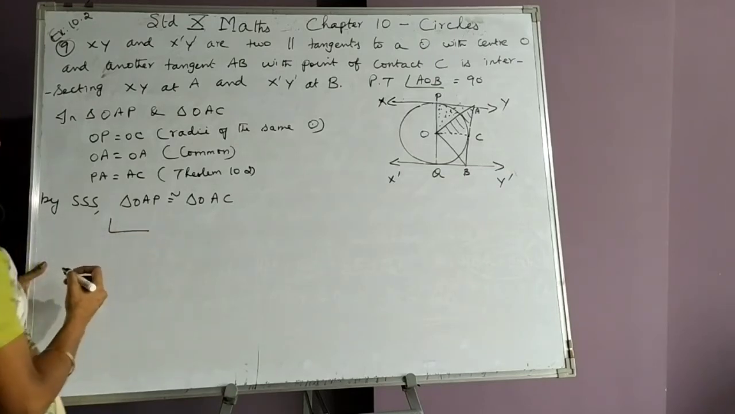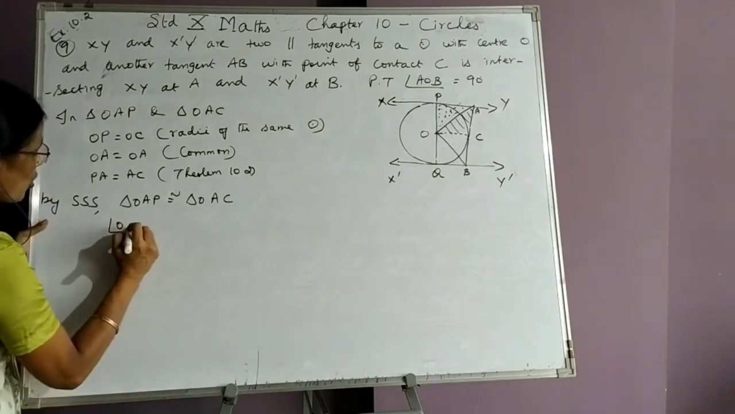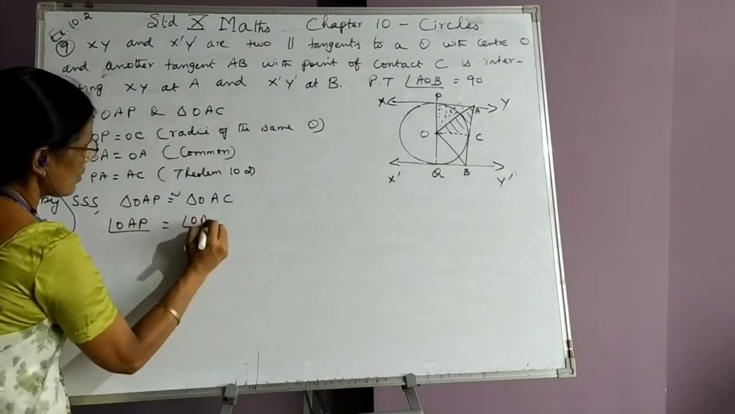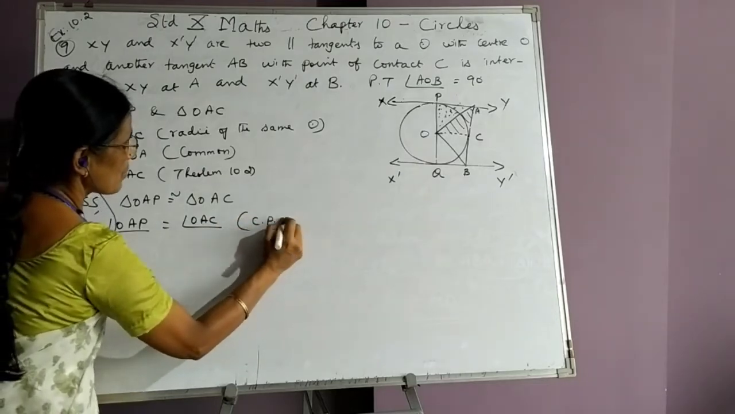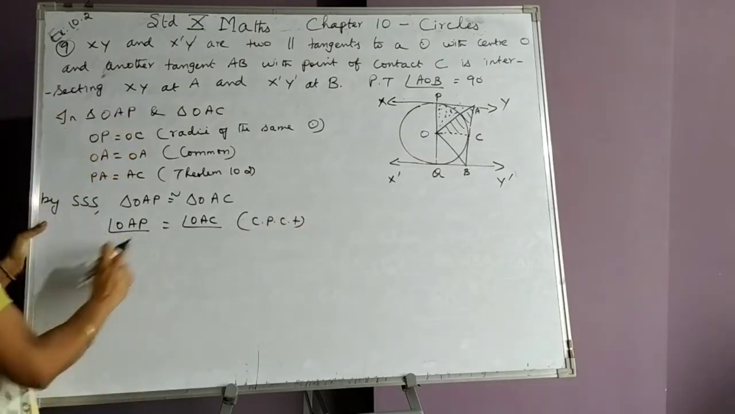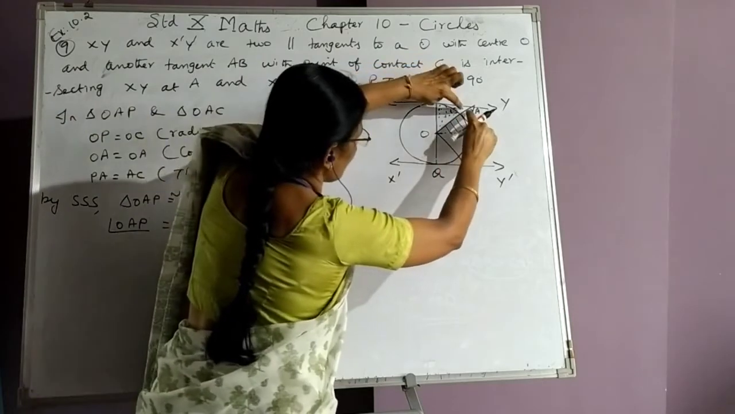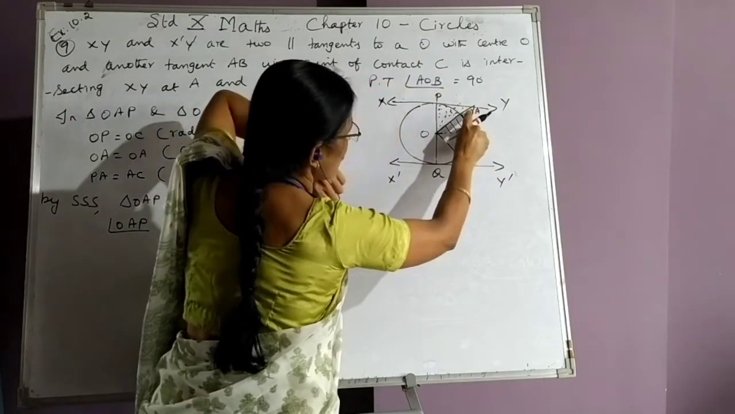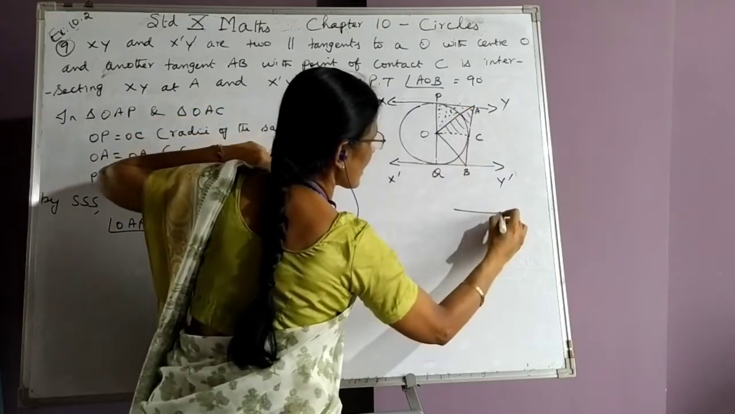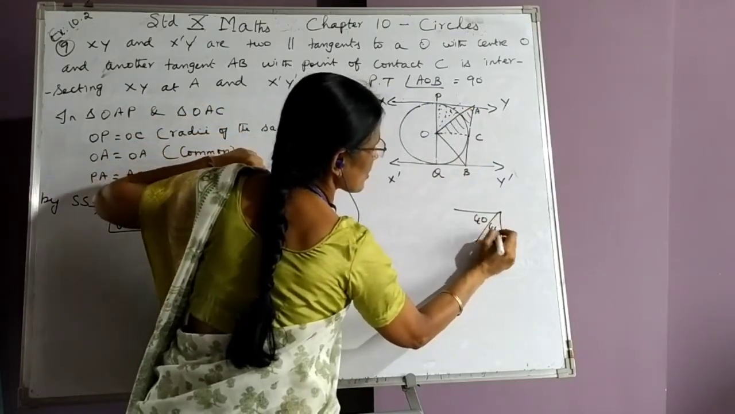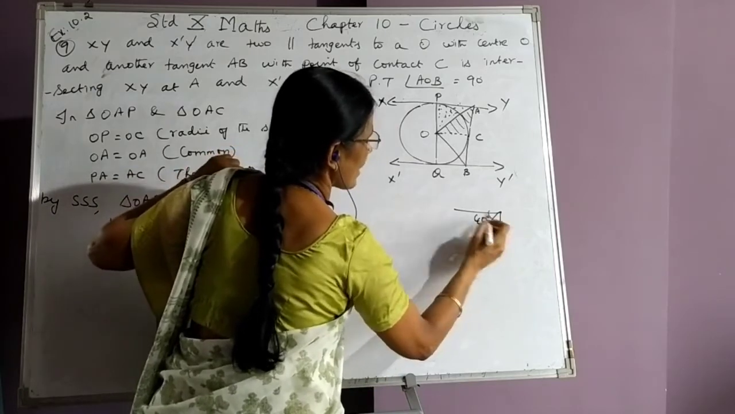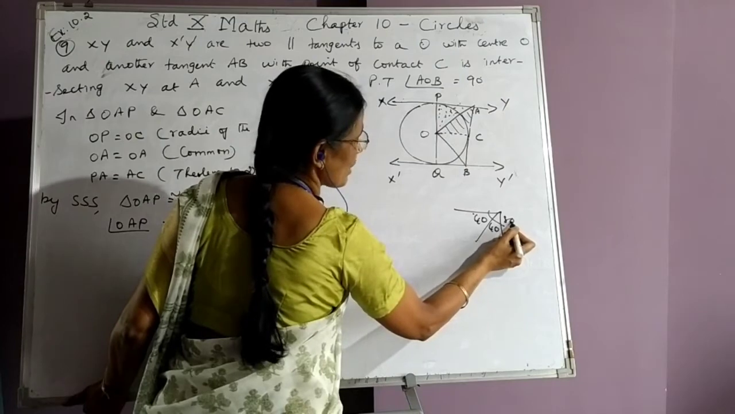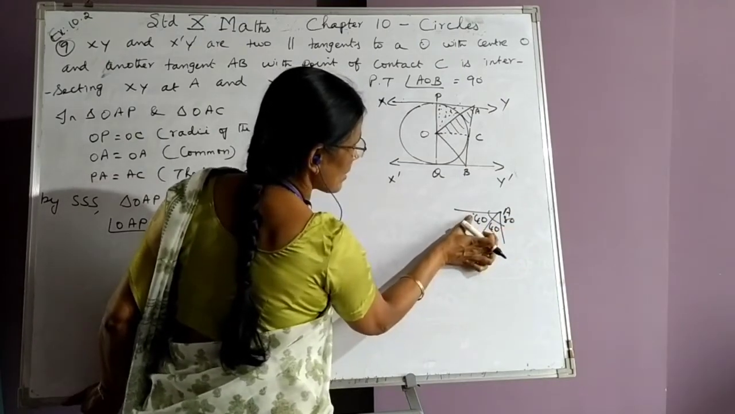The corresponding angle we are going to take is angle OAP. We know it is equal to angle OAC. The reason is CPCT. So these two angles are equal. Therefore, each angle is half of which angle? Half of angle A. The angle is like this. If this is 40, this is also 40. Therefore, what is the entire angle? Entire angle is 80. Therefore, 40 is half of which number? Half of 80.